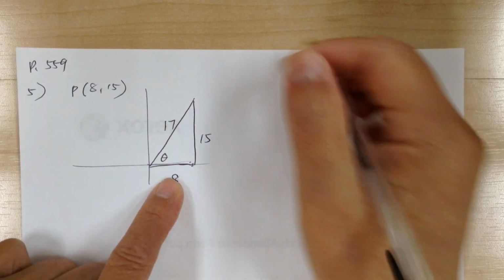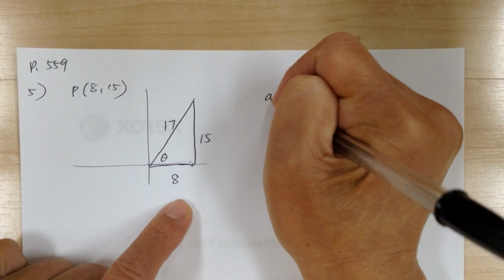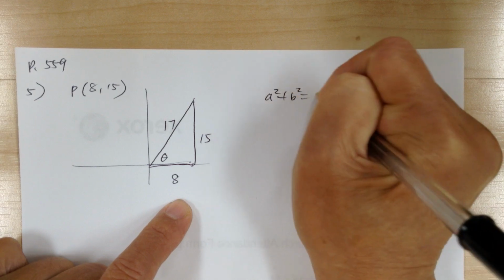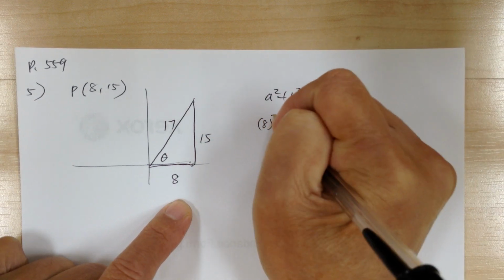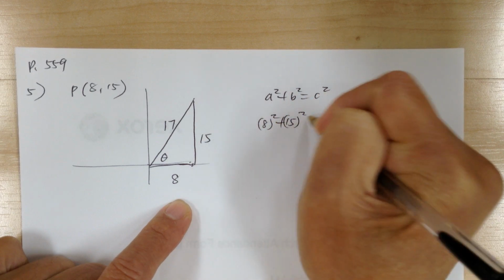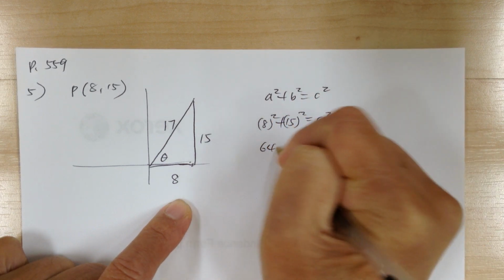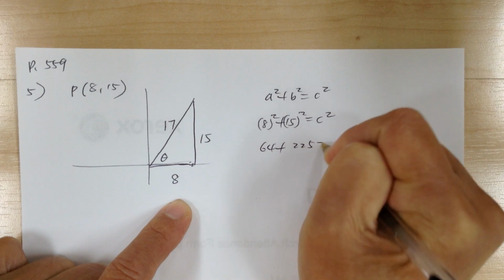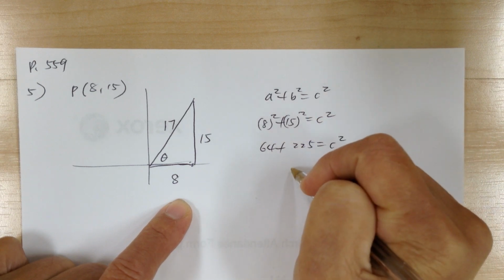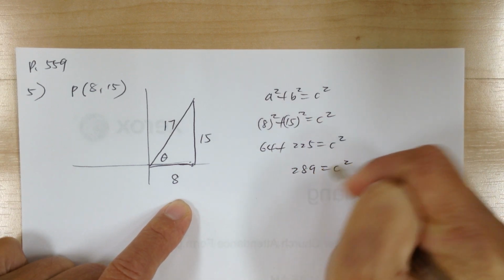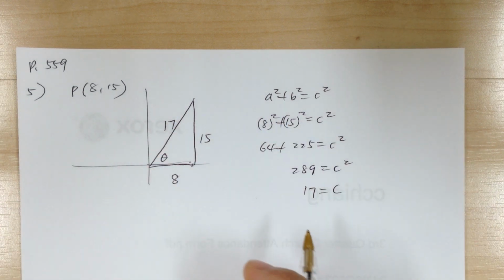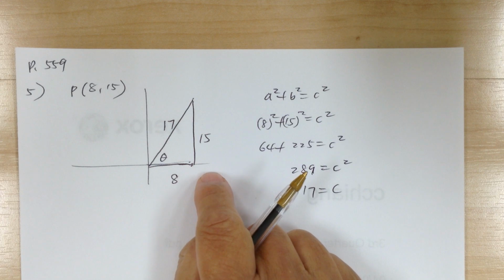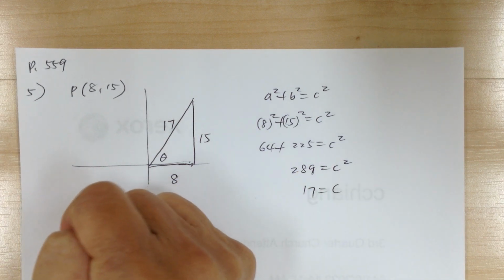Again, if you don't remember that, you just use the Pythagorean theorem. Okay, so a squared plus b squared equal to c squared. So 8 squared plus 15 squared equal to c squared. So 64 plus 225 equal to c squared. So 289 equal to c squared. So c equal to 17. Okay, so you can do it either way. Once you get all three sides, then you can write your functions.